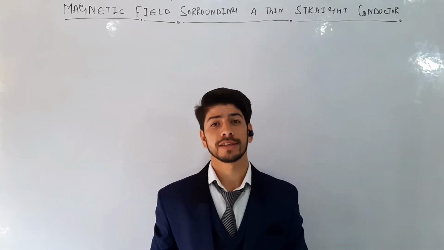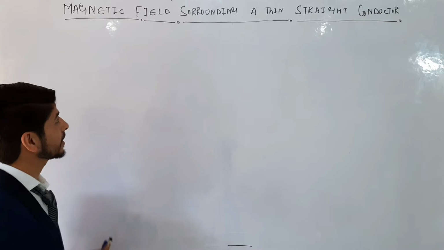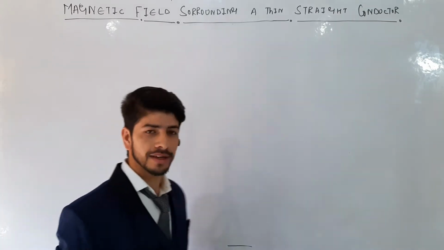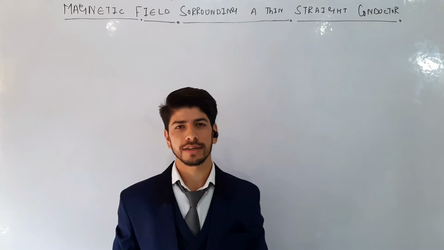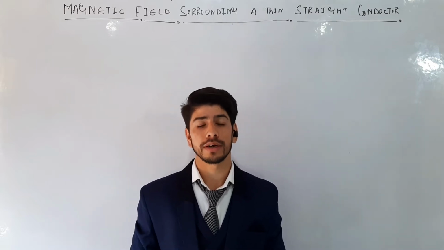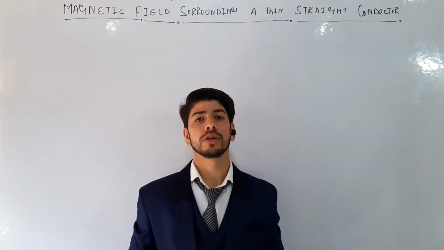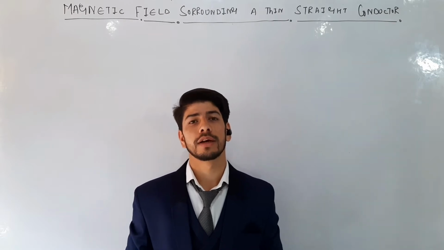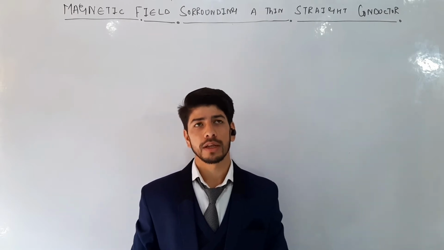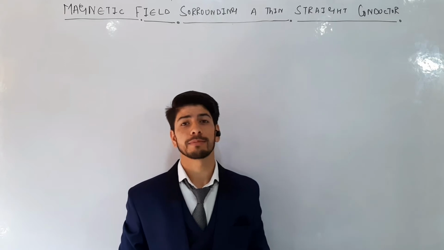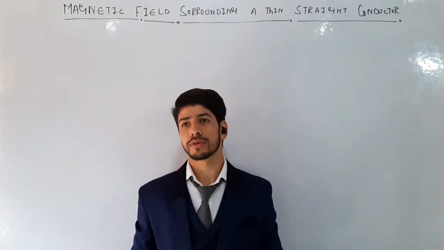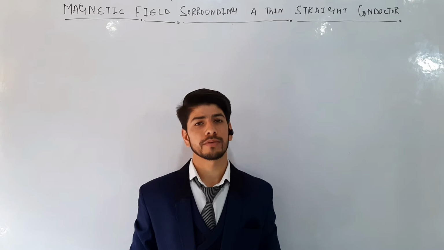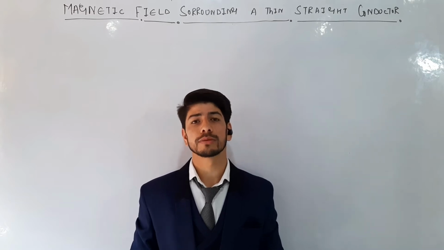Today we will discuss the topic: what is the magnetic field surrounding a thin straight conductor. In order to find the magnetic field due to a thin straight conductor, we will use the Biot-Savart law, the very basic law which we will use to find the magnetic field at any point surrounding this long straight thin conductor. Now you know that Coulomb's law is a basic law which can be further used to find the value of the electric field of different types of configurations. Here we will use Biot-Savart's law.